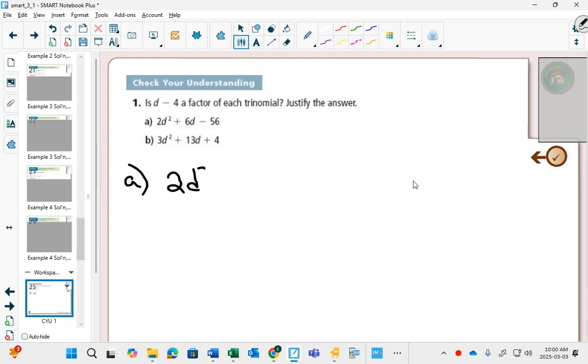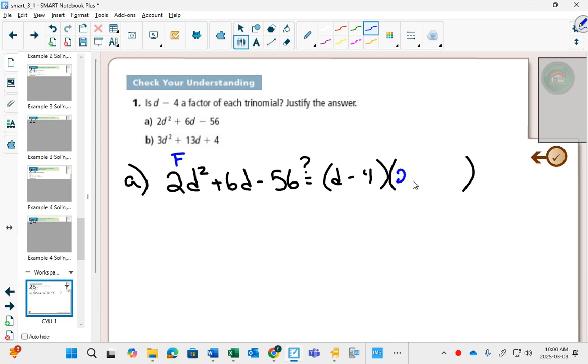I'm going to say, if I had 2d squared plus 6d minus 56 and d minus 4 was a factor, question mark. I'm going to put a question mark over that equal sign because I don't know if this is true. If it is, look at your first ones. Your first ones are 2d squared. What would have to be here? It would have to be a 2d, right? That's the only way I could get a 2d squared.